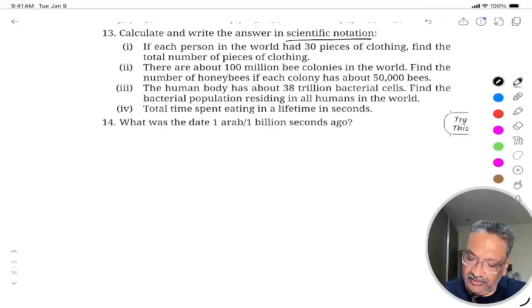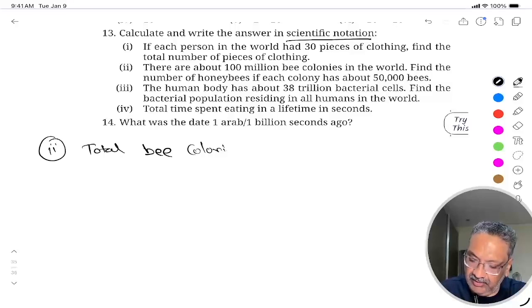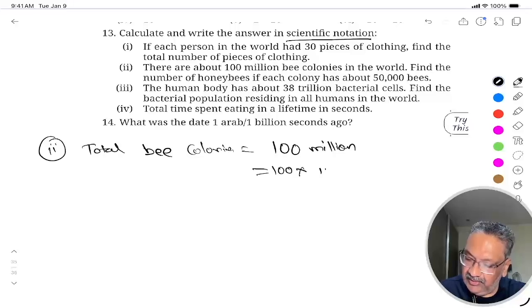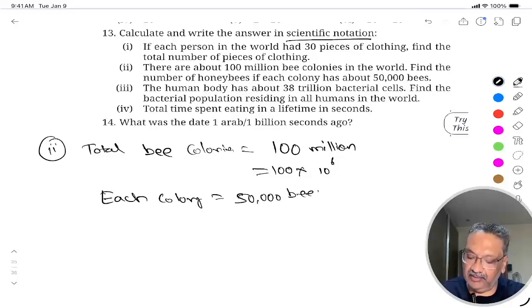There are about 100 million bee colonies. ಎಷ್ಟಿದೆ 100 million bee colonies? Total bee colonies is 100 million. 100 million ಅಂದರೆ ಎಷ್ಟಾಗುತ್ತೆ? 100 into 10 to the power of 6. Find the number of honey bees if each colony, ಒಂದೊಂದು ಕಾಲೋನಿಯಲ್ಲಿ 50,000 bees ಇದೆ. ಕರೆಕ್ಟಾ? ಸೊ ಟೋಟಲ್ ಬೀಸ್ ಎಷ್ಟು ಅಂತ ಕೇಳಿದ್ದಾರೆ.